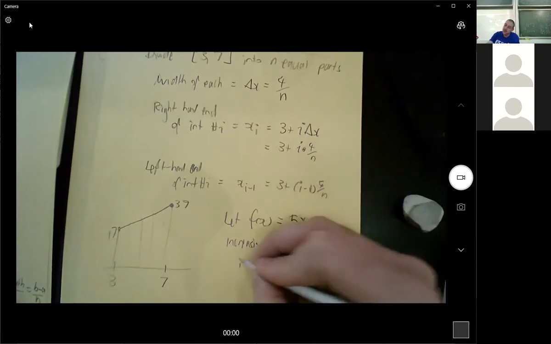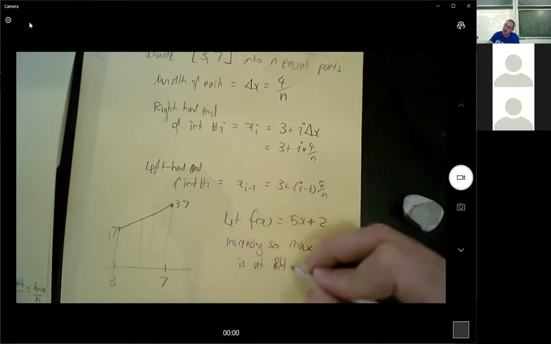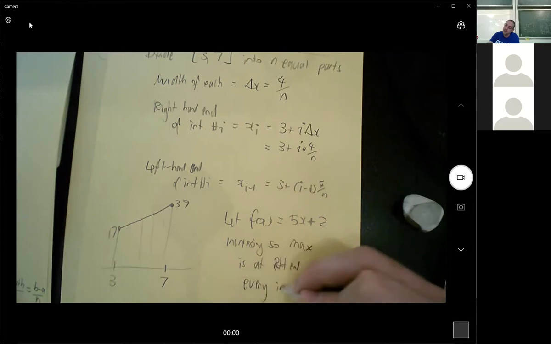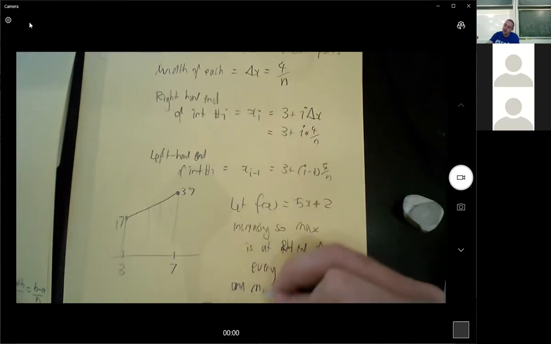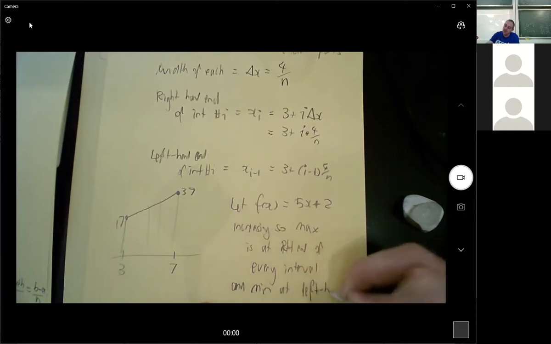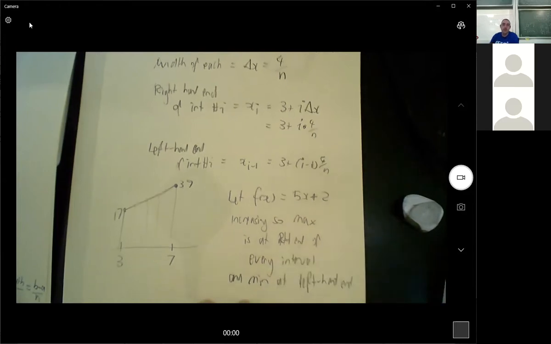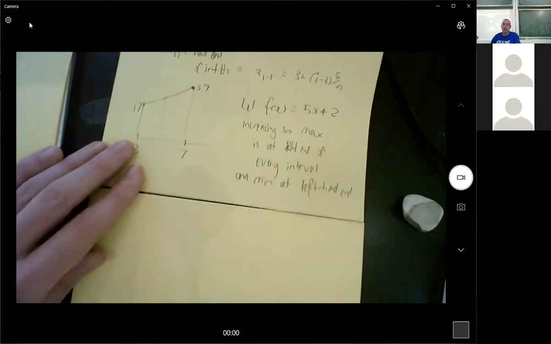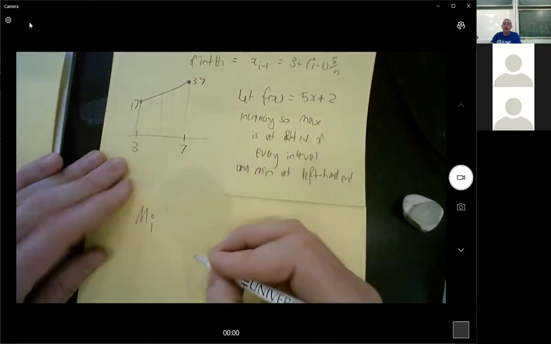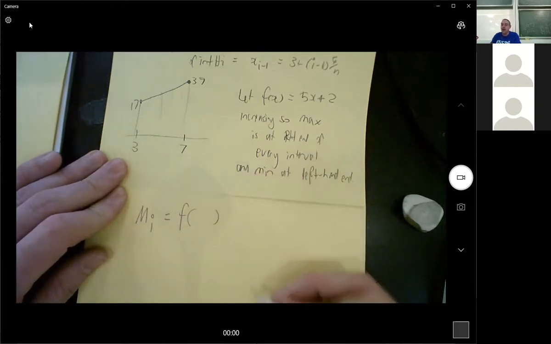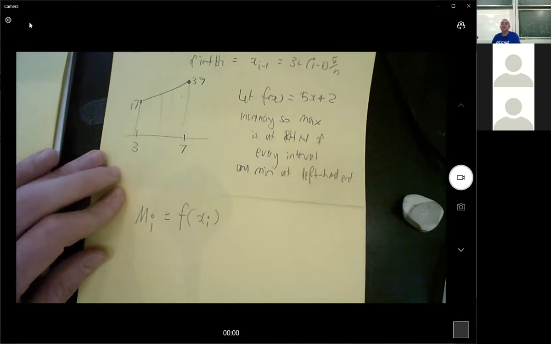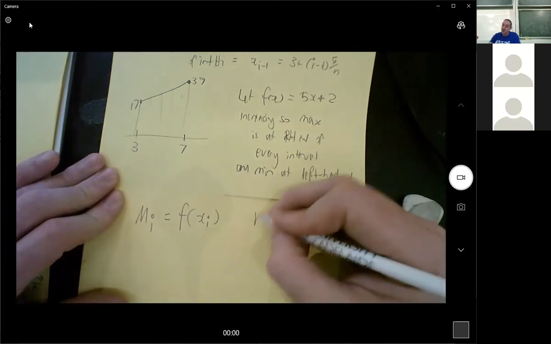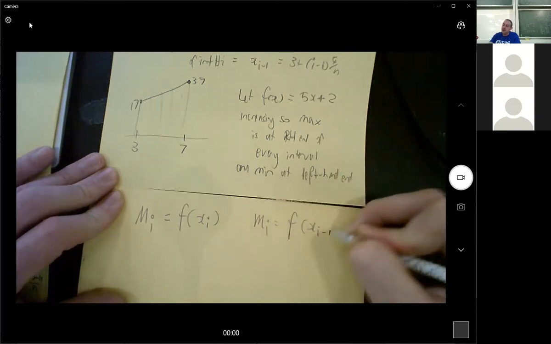So the maximum is at the right-hand end of every interval. And the minimum is at the left-hand end. So you need to tell the person reading it how you made the decision of where the maximum and minimum is. So now that I've made the decision, the maximum value on interval number i will be the function value at the right-hand end, and the right-hand end is called xi. And the minimum value will be the function value at xi minus 1.